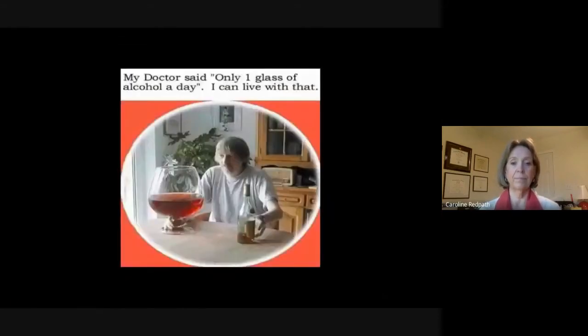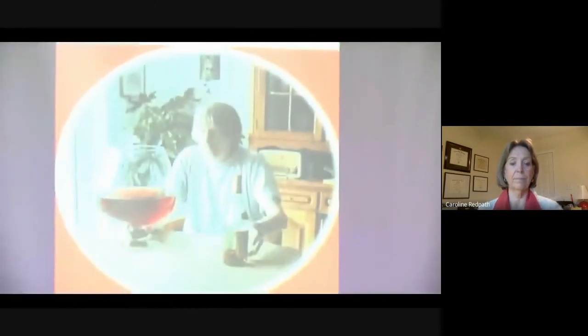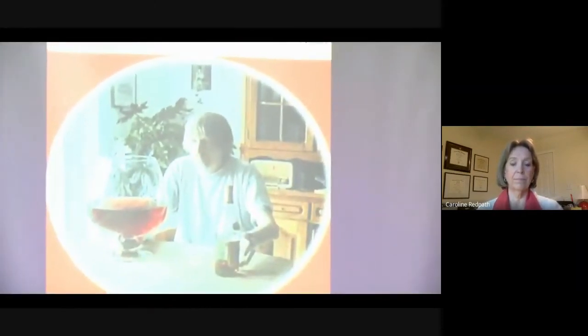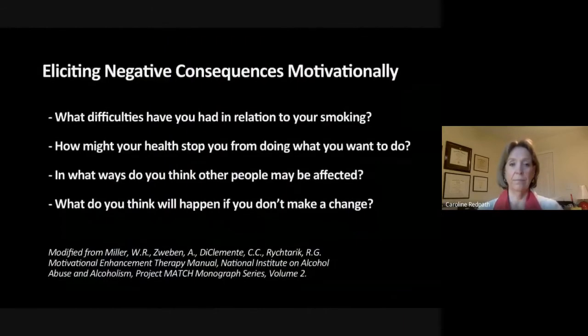It's also dangerous from an assessment perspective. My doctor said only 1 glass of alcohol a day. I can live with that. So it's sort of dangerous from that perspective too. However, it's much more dangerous when we're talking to people about changing a behavior that's difficult to change. So our goal here is to ask questions that open up the discussion, okay?